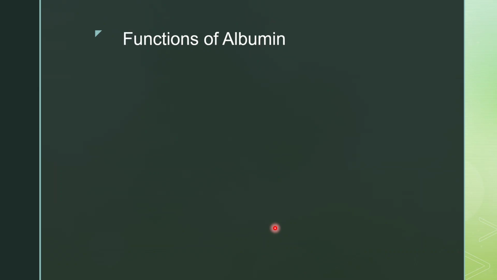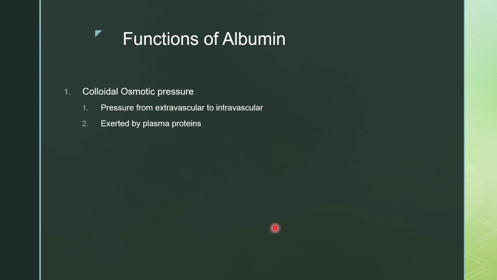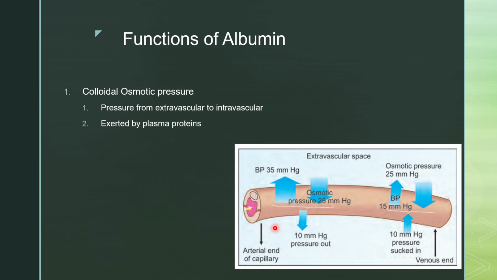Let us now look at the functions of albumin. The most important function of albumin is to maintain the colloidal osmotic pressure. It is the pressure exerted from the extravascular compartment to the intravascular compartment, and it is exerted by plasma proteins. So let us look at the capillary end.